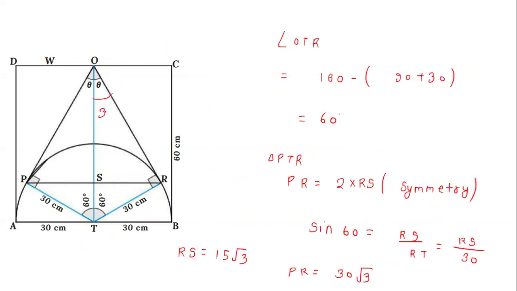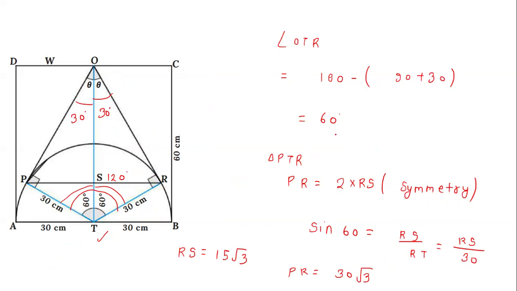So this is now 30 degrees, this is also 30 degrees, so this whole angle is 60 degrees. The remaining part is 180 minus 60, which is 120, and we divide it into equal parts. So it will become 60 and it will also become 60. So this angle OTR is 60 degrees.